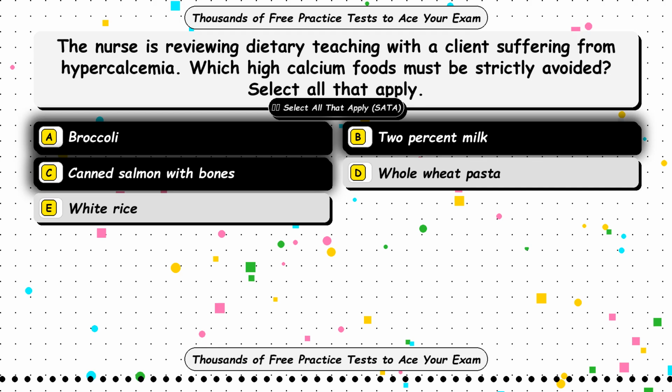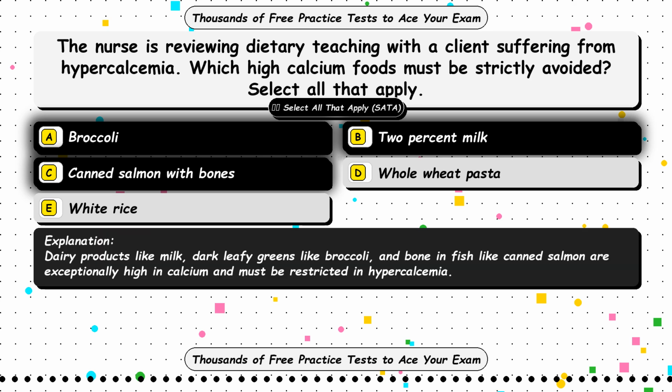The correct answers are options A, B, and C: broccoli, 2% milk, canned salmon with bones. Dairy products like milk, dark leafy greens like broccoli, and bone and fish like canned salmon are exceptionally high in calcium and must be restricted in hypercalcemia.